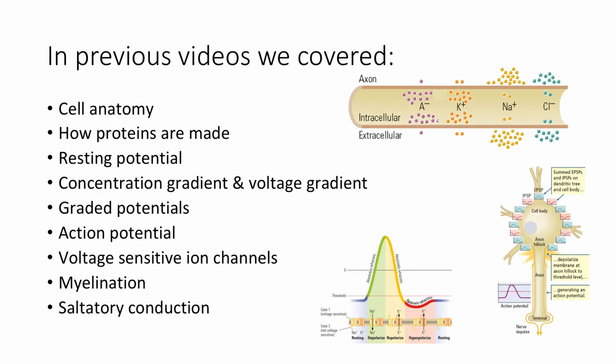So in previous videos we covered a lot, so here are just some bullet points of what we covered, but we covered way more than this. So we talked about cell anatomy, how proteins are made, resting potential, graded potentials, IPSPs, EPSPs, action potentials, and myelination, and how that causes saltatory conduction. So I know this is a lot, but we covered even more. So if you skipped some of them or missed some of them, please go back and watch those.